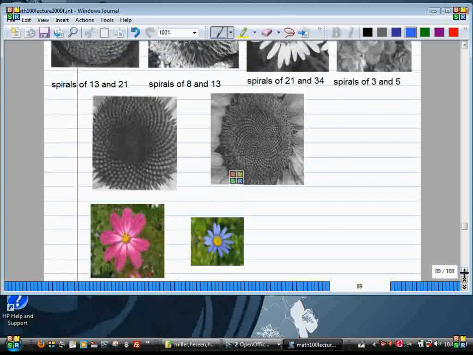So Fibonacci numbers and Fibonacci sequences appear all over the place in nature. These are just some of the sort of more vibrant examples.